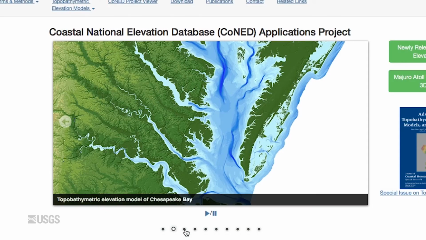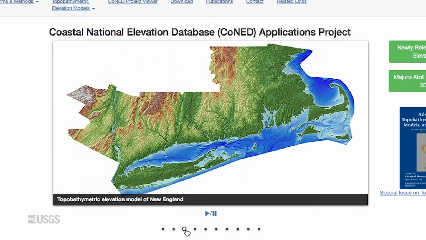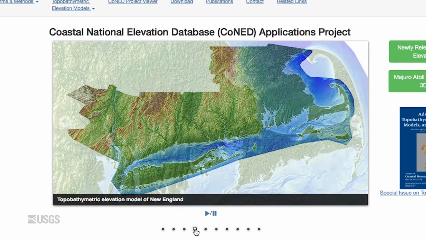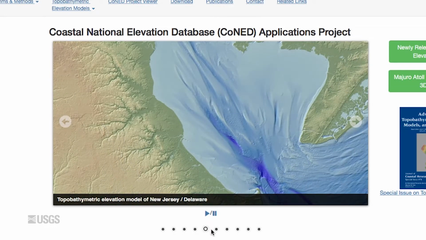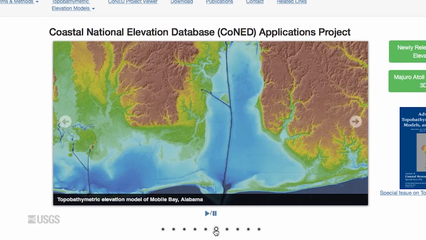My name is Danielson. I work at the USGS Earth Resources Observation and Science Center. I am currently the CONID Applications Project Chief, and that work is all about the creation of these integrated coastal relief models where we merge the land surface topography with the subsurface bathymetry.